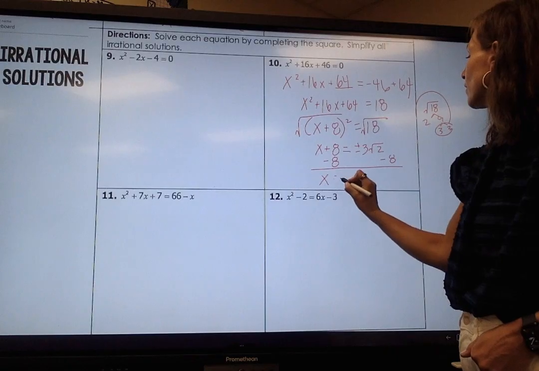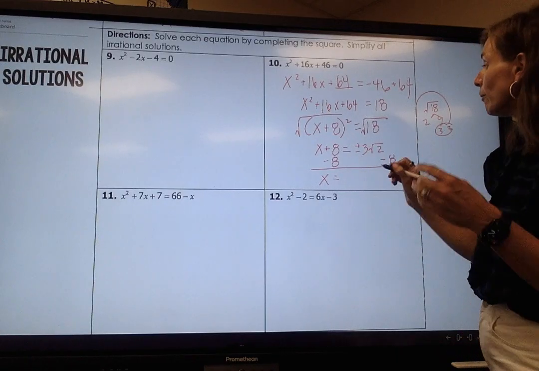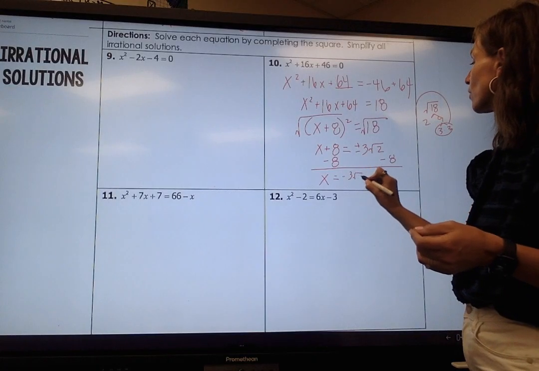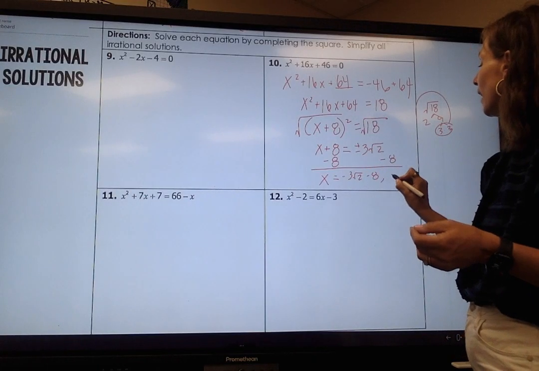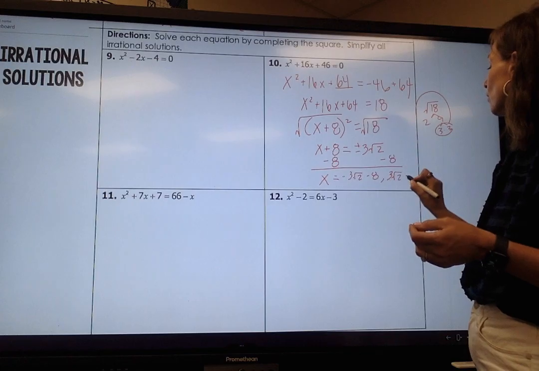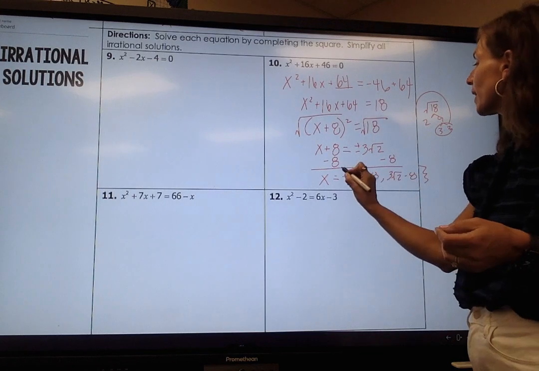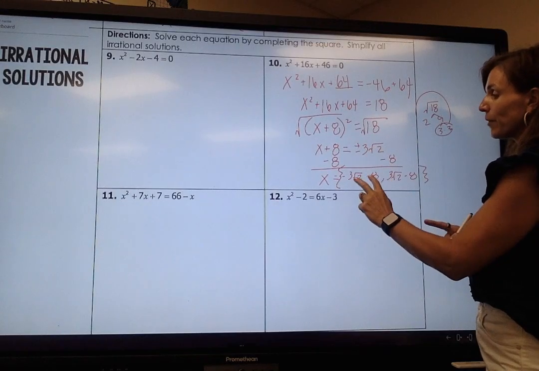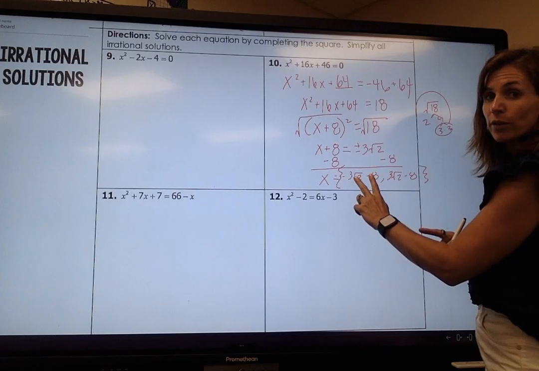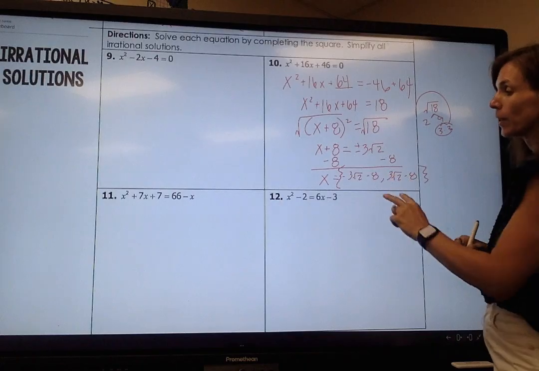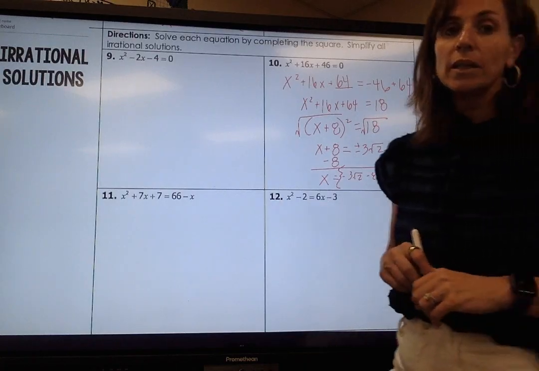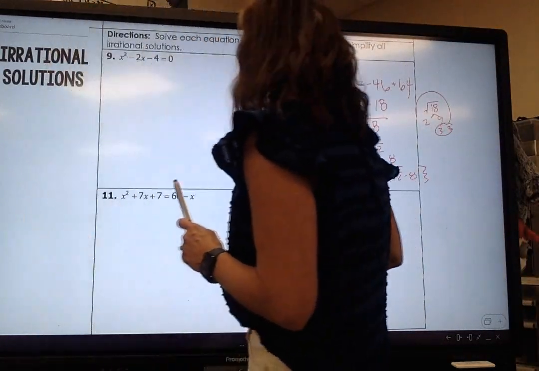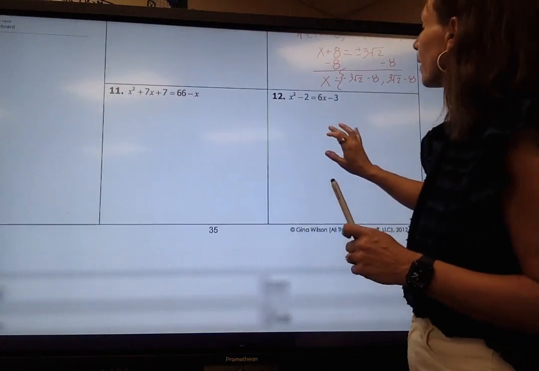So my final answer is going to be negative 3 square root of 2 minus 8 and 3 square root of 2 minus 8, because this tells me I have two separate solutions, right? I can't simplify these together because they don't have a square root of 2 in common, so I keep them separated just like that. Let's try one last one, number 12, okay?